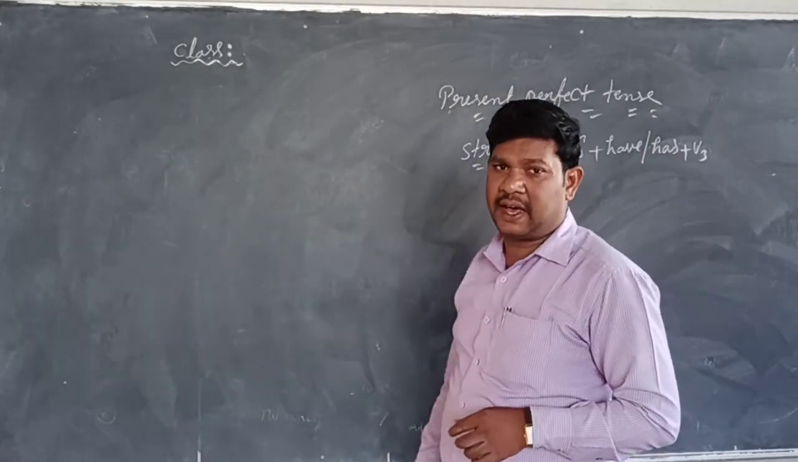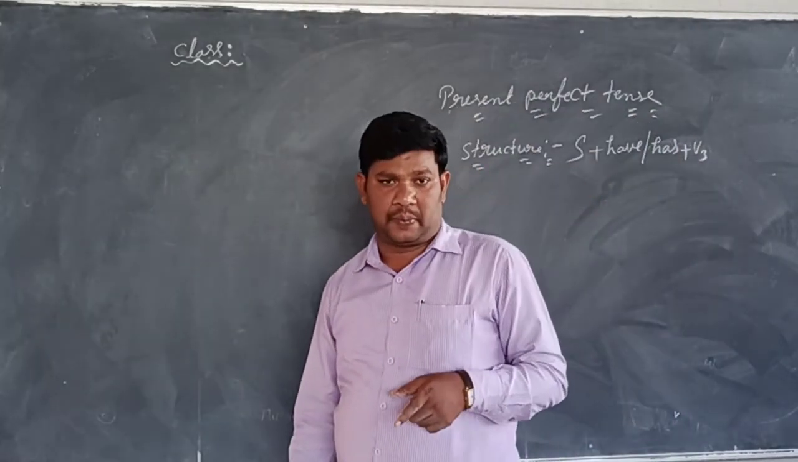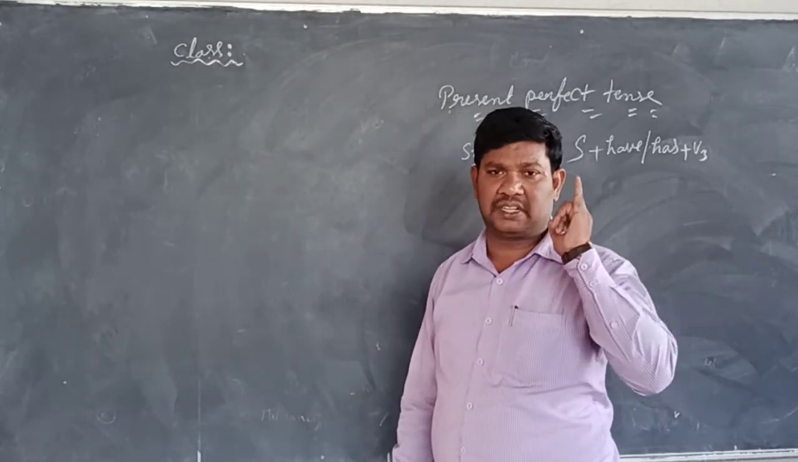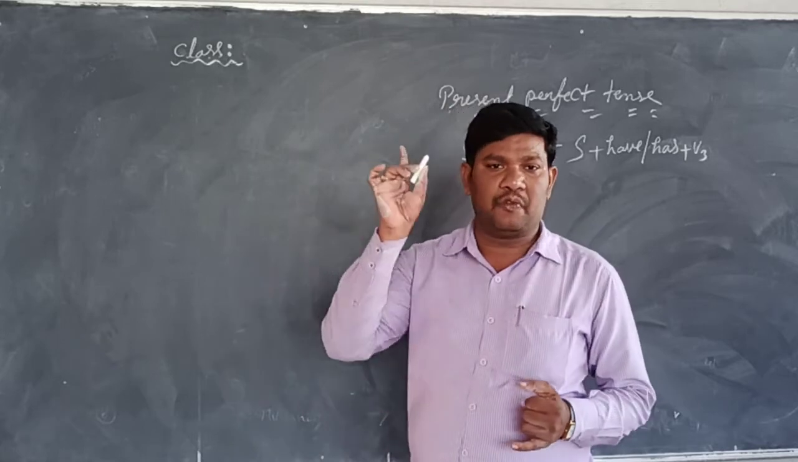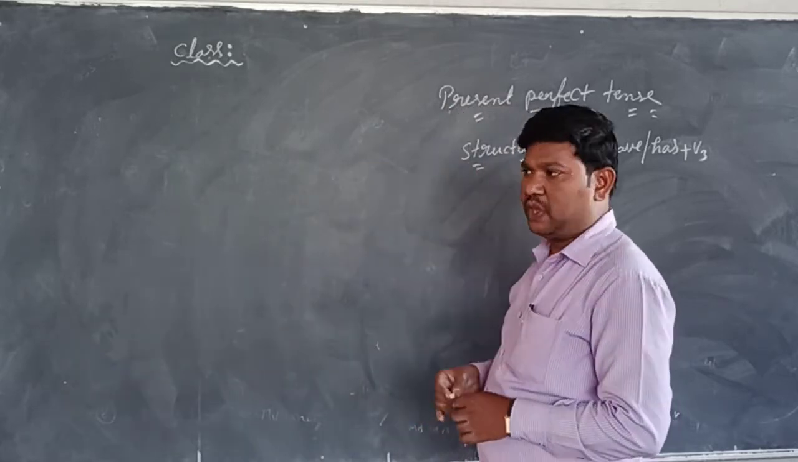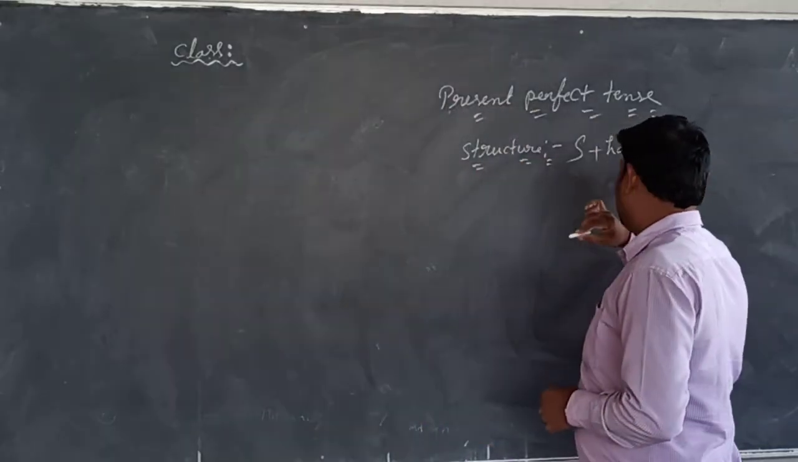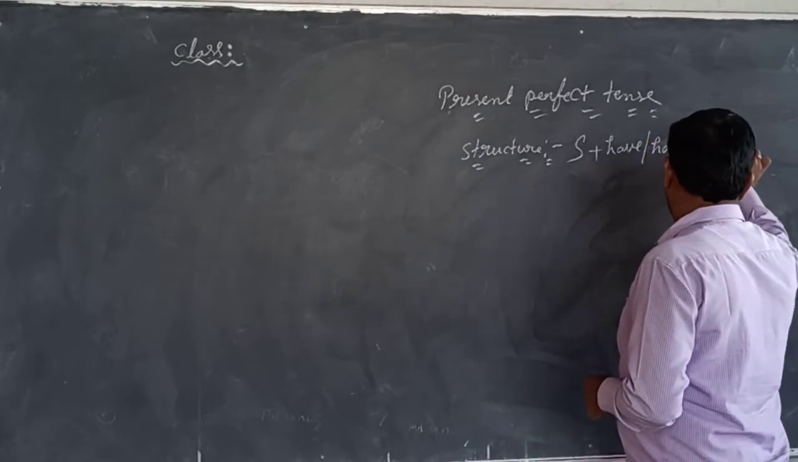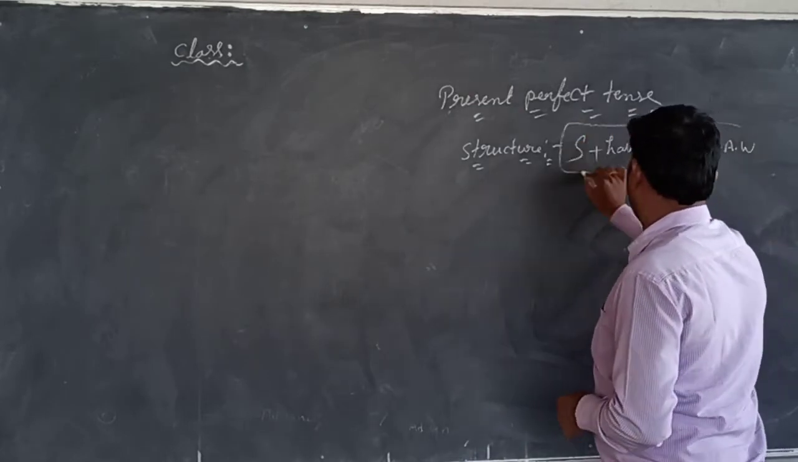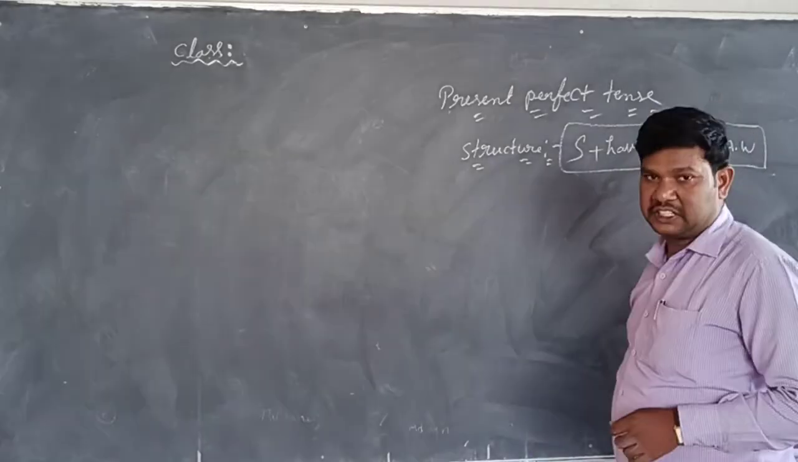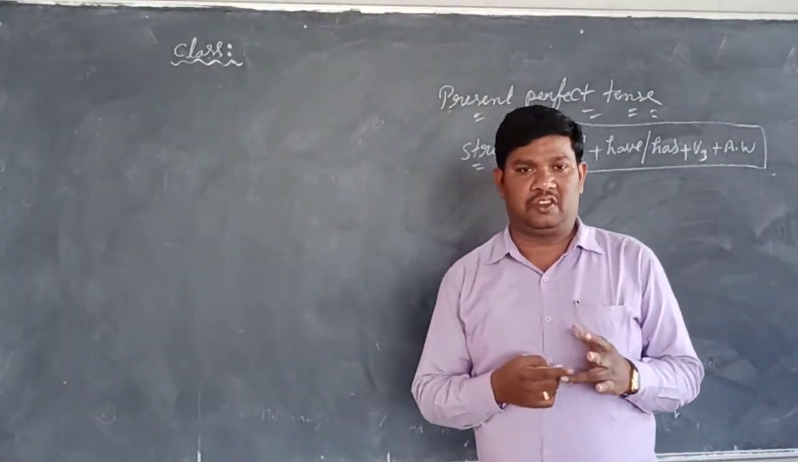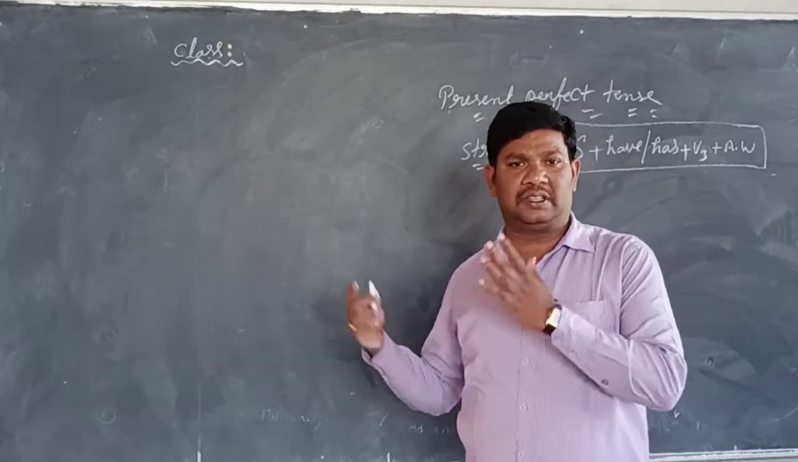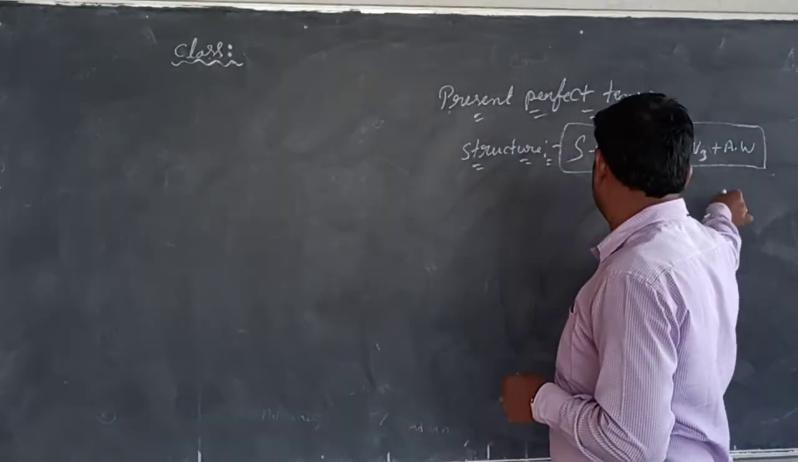We use here the verb V3 in present perfect tense. In simple present tense we use V1, in present continuous we use the verb V4, and in present perfect we use the verb V3, plus additional word. Additional word means the remaining part of the sentence. It may contain an adjective, adverb, prepositional phrase, whatever it contains, we call it additional word.